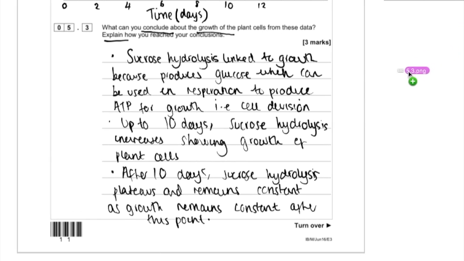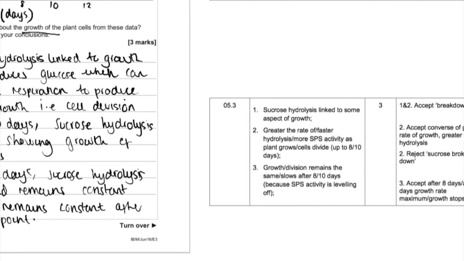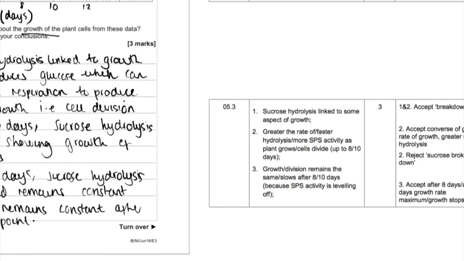And there we have it. Let's have a look at the mark scheme, see if we've got the marks. So we've linked sucrose hydrolysis to growth. We've said that as you get more sucrose hydrolysis, that's showing that the plants are growing, but only up to this point. And then after this point, the growth is plateauing, it's remaining the same.